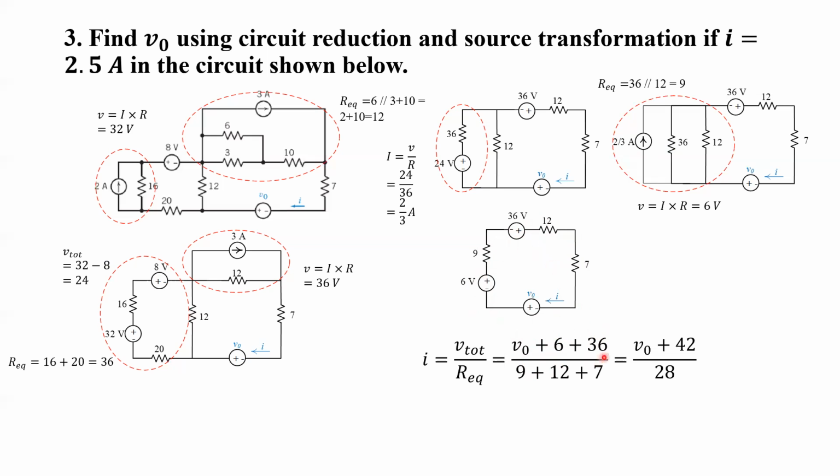V0 plus 6 plus 36. Resistors are also added, 9, 12, 7, which will give 28. And we are also given current I, right? I is 2.5 ampere. So if we write 2.5 equals V0 plus 42 by 28. So after further simplification, we got V0 equals 28 volts.